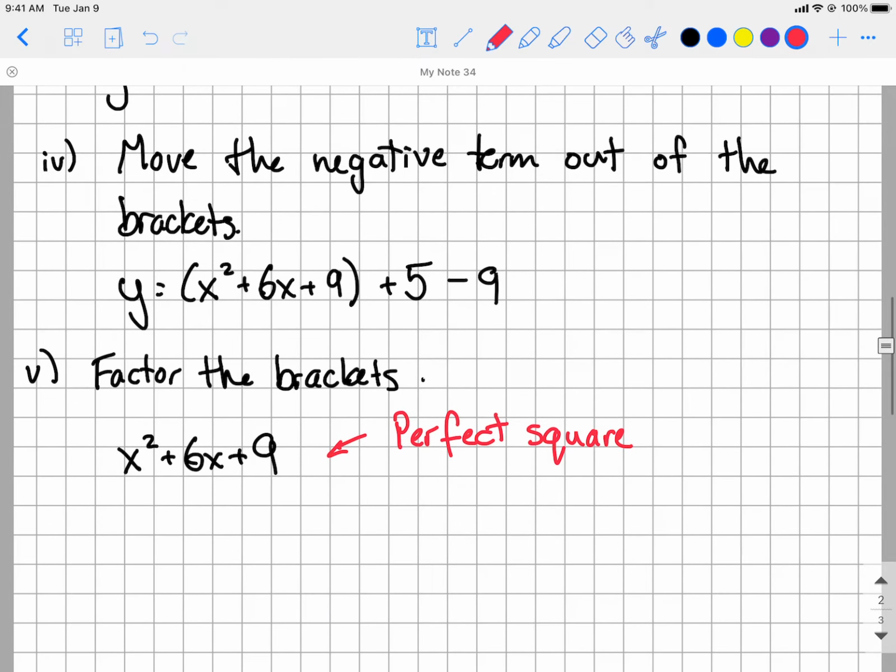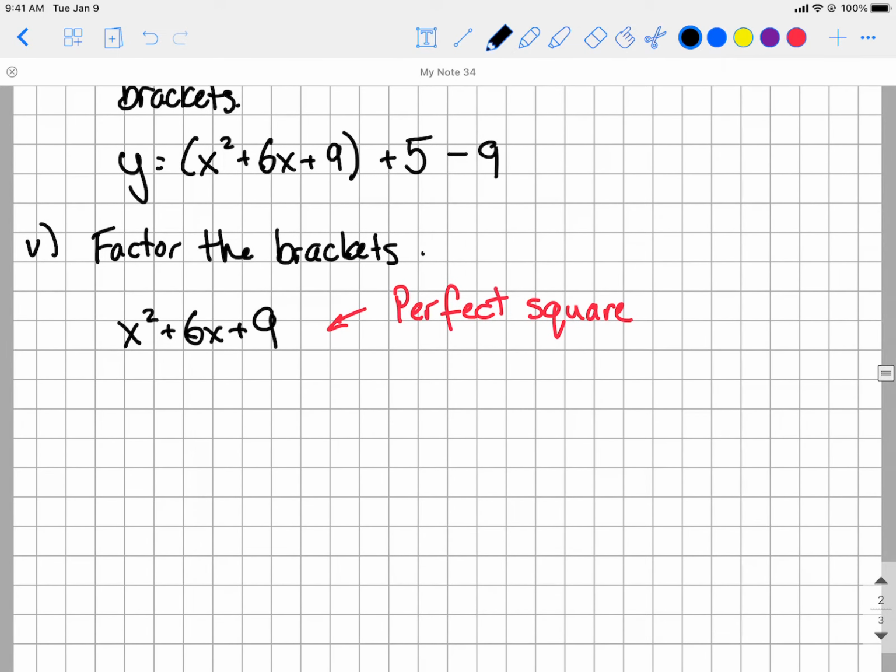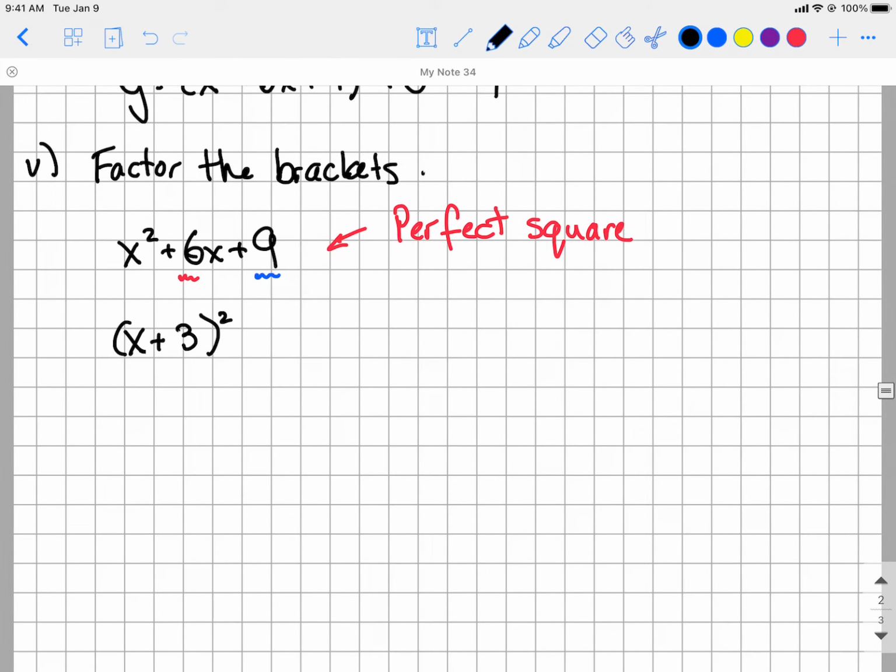That means when we factor it, we'll actually get 2 of the same factor. So the easiest way to factor it is it's actually just going to be half of this. So we get x plus, and then half of 6 is 3. Because if you think back to your factoring, we want two numbers that multiply to 9 and add to 6. Well, 3 times 3 is 9, and 3 plus 3 is 6. So our last step is to simplify.